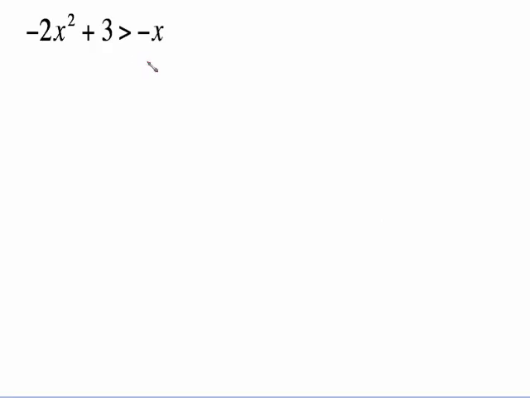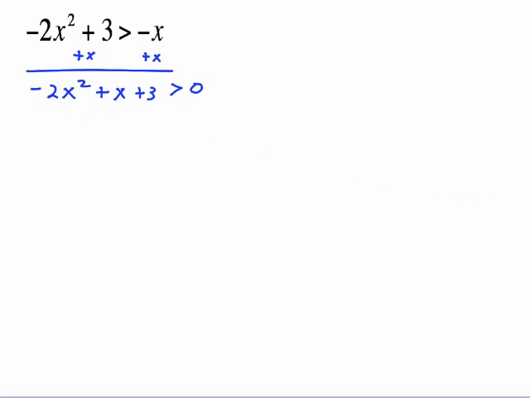Here's another one that's not in the right form. I need to do something to get it in the right form. And the first thing I would do is add x to both sides. I'm going to squeeze it in the middle here. So now I have negative 2x squared plus x plus 3 is greater than 0. So kind of good news and bad news. I have everything on the left side. I have 0 on the right side. This is in descending order, but I don't want that to be negative.